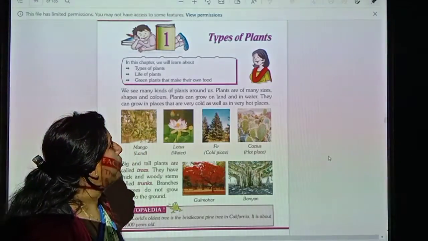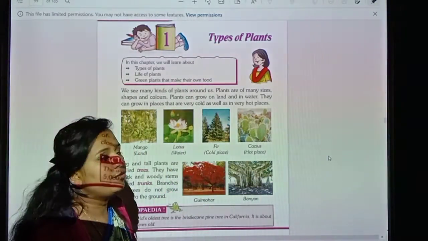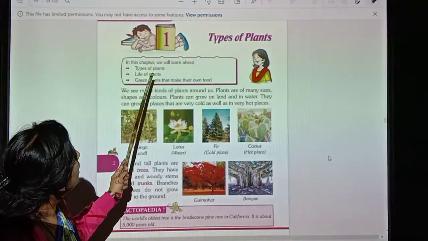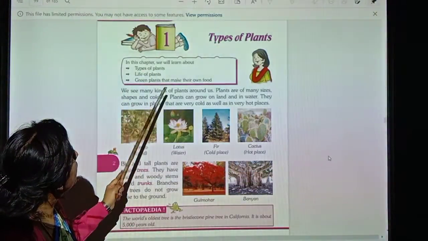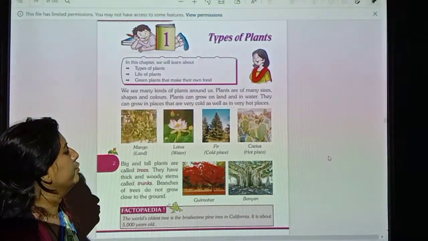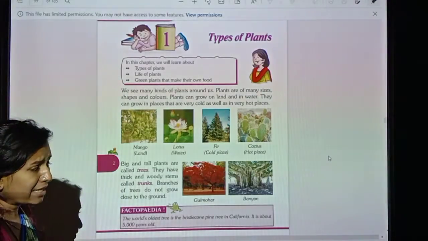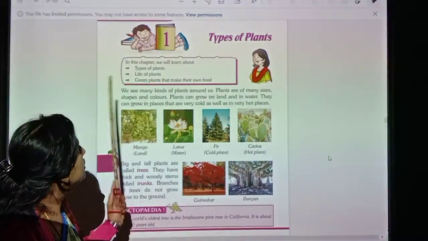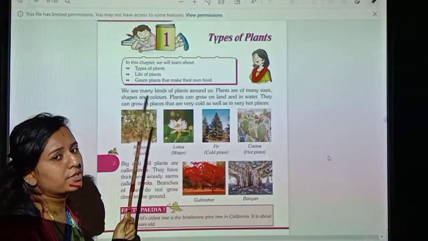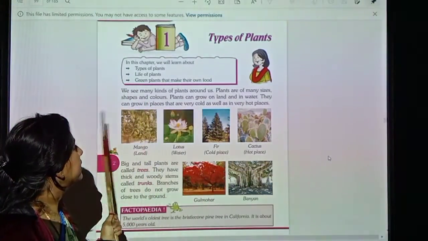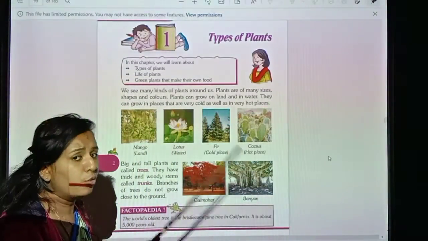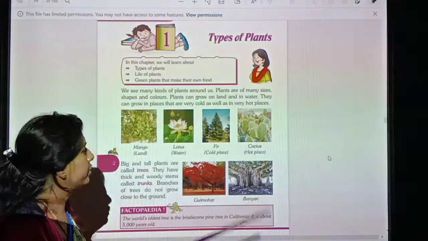Now I'll tell you about the types of plants. In this chapter, we will learn about types of plants, life of plants, and green plants that make their own food. I'll tell you how many types of plants there are, how the life of the plants is, and how green plants make their own food, how they prepare their own food.